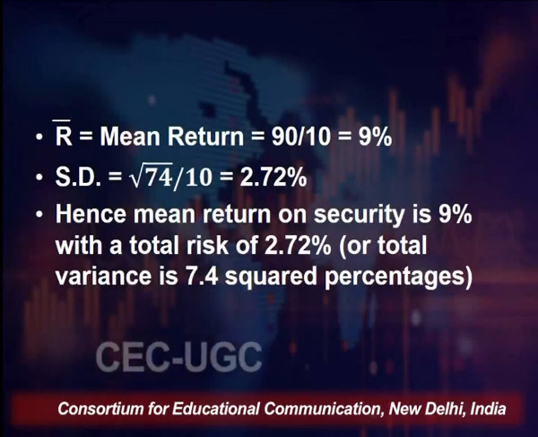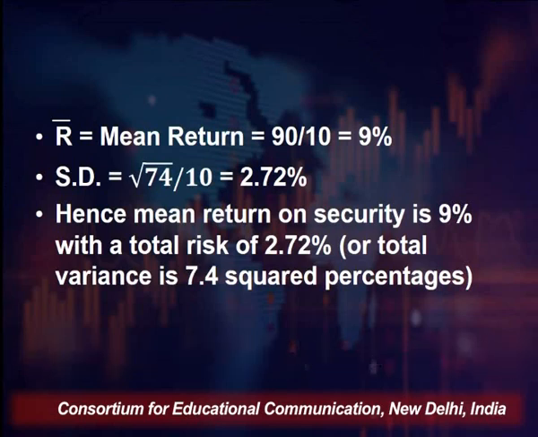As I was just telling you, when you square this standard deviation, that is 2.72, the square of it comes to be the variance, right? So variance is another method of calculating risk.